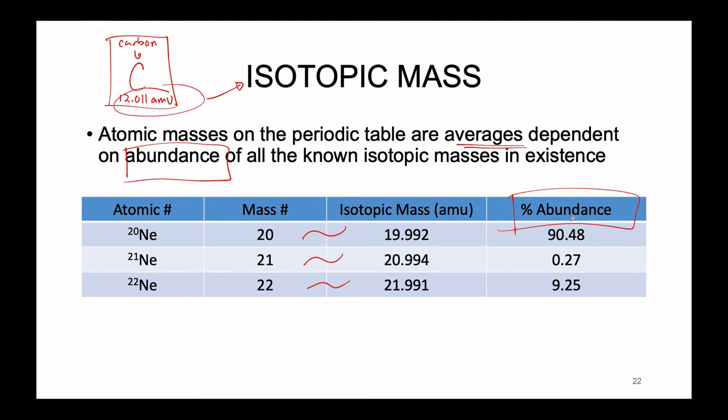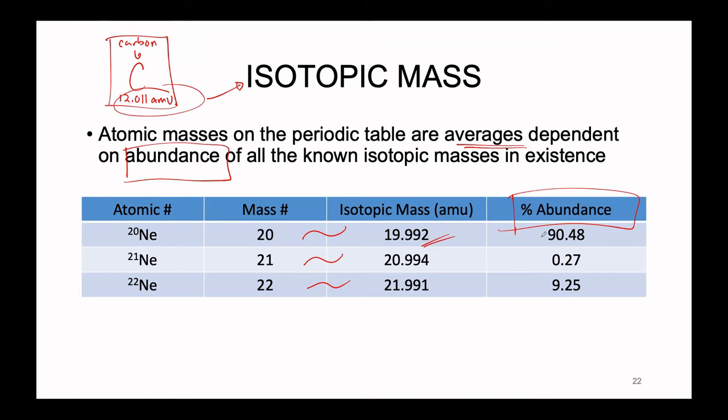All right, so we have found that neon 20 comprises approximately 90.48% of all of the observed neon in the universe. This means that we have to give more weight to its isotopic mass, the 19.992 atomic mass units, when averaging all of these isotopes.